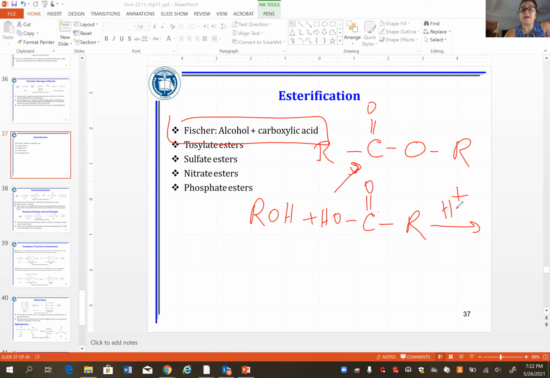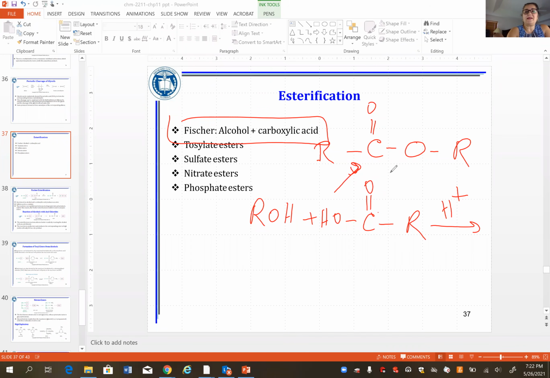Or can you tell me also what type of reaction is this? Is this a substitution reaction? It's condensation, but also it can be classified as a substitution, or elimination. And I tell you, this is a substitution reaction. Okay, so in a substitution reaction, you need a nucleophile, and you need a leaving group.